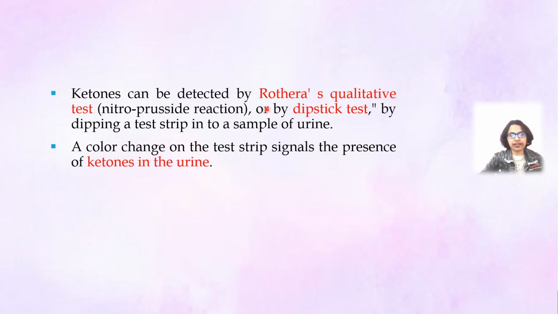Ketones can be detected by Rothera's qualitative test, the nitroprusside reaction, or by a dipstick test, by dipping a strip into a sample of urine. So whatever dipstick we are doing, we can analyze the protein, we can analyze the ketone bodies, and we can analyze the glucose, how much glucose level is present in the urine. A color change on the test strip signals the presence of ketones in the urine.